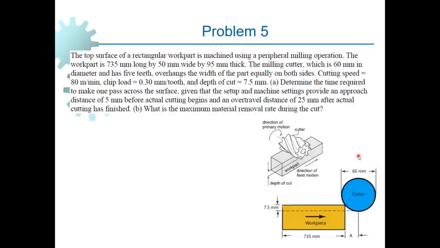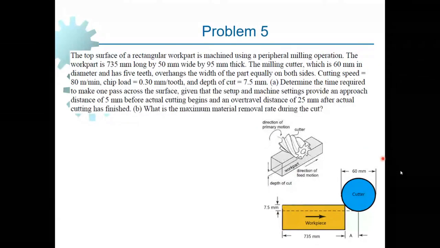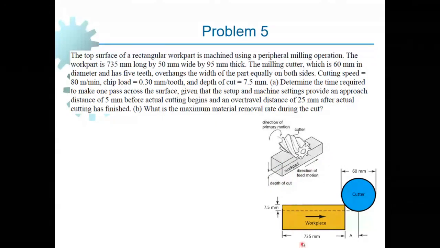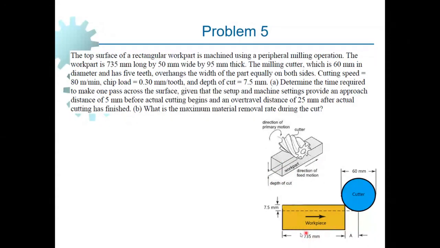Okay, moving to the statement of the problem. The top face of a rectangular work part is machined using a peripheral milling operation. The work part is 735 mm in length and 50 mm in width, and its thickness is also given to be equal to 95. So this dimension from here to here is 50, which is the width of the cut. The length of the cut, which is this much, is given as 735. This is the length.